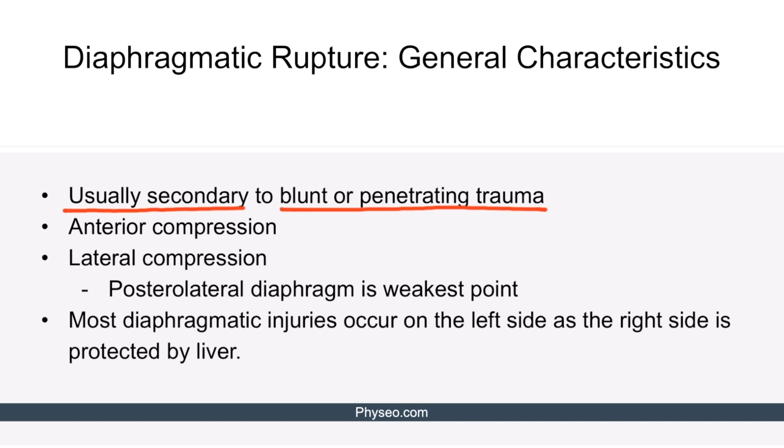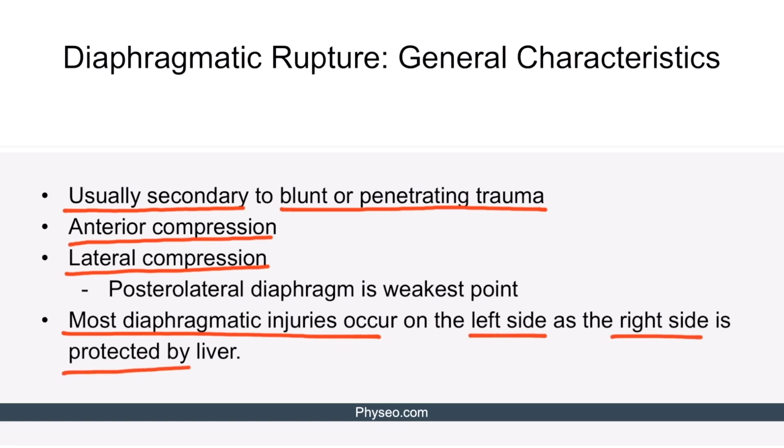Pressure can be applied to the diaphragm directly via either anterior compression or lateral compression. The compression leads to an increased pressure gradient between the peritoneal and pleural cavities. Because the posterolateral diaphragm is the weakest point, this increase in pressure can cause that area to rupture. Note that most diaphragmatic injuries occur on the left side, as the right side is protected by the liver.